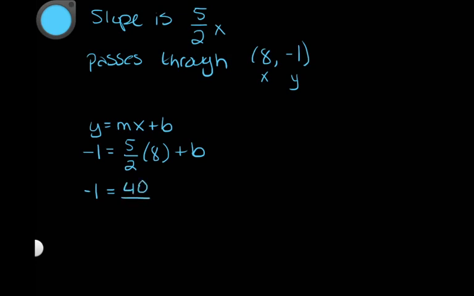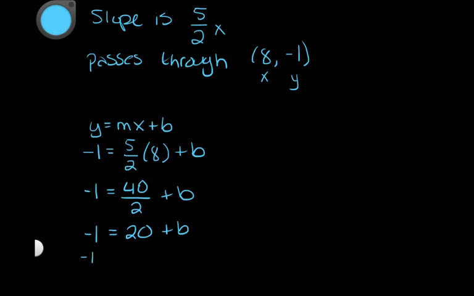And 2 times the imaginary 1 that's under the 8 is 2 plus b. Well, we know that 40 divided by 2 would be 20. So we've got -1 equals 20 plus b. How do I find b? I have to isolate it, right? So I'm going to move this 20 to the other side.